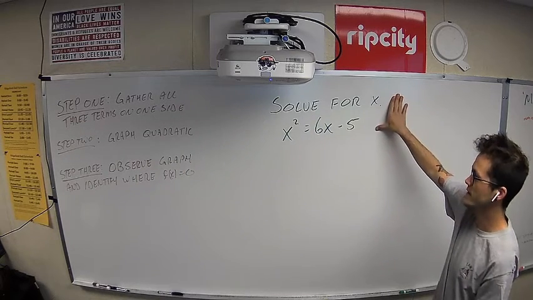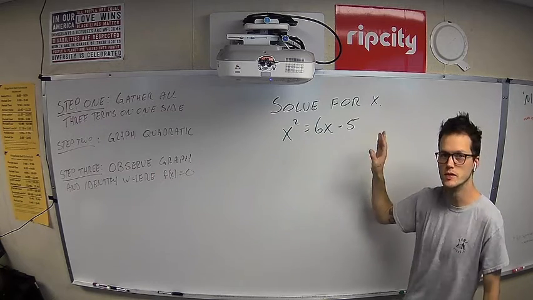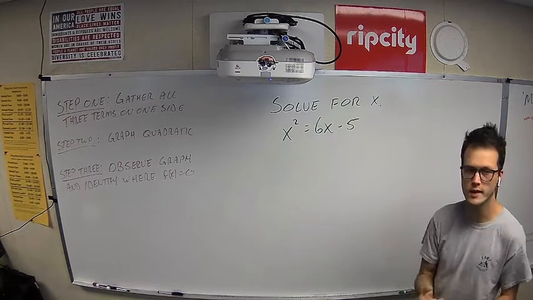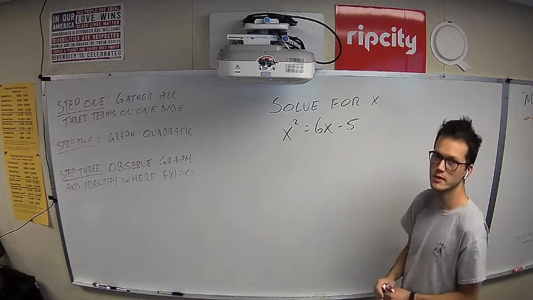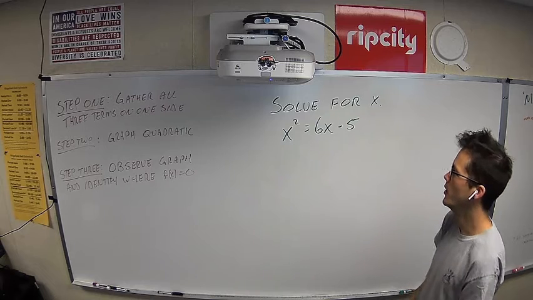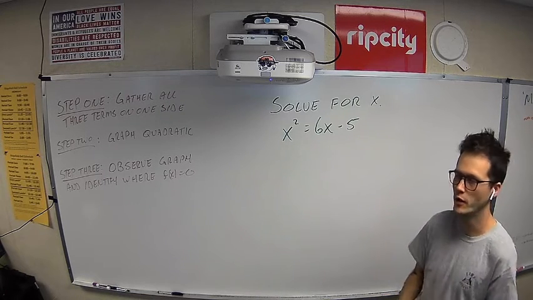It says solve for x, and we're given this equation, x squared equals 6x minus 5. This looks like a doozy. This looks a little unlike things that we've seen in the past. We have x's on both sides, we have an x squared. This looks like it could get weird. But I'm going to show you how to solve this by graphing, not necessarily doing any gnarly algebra.